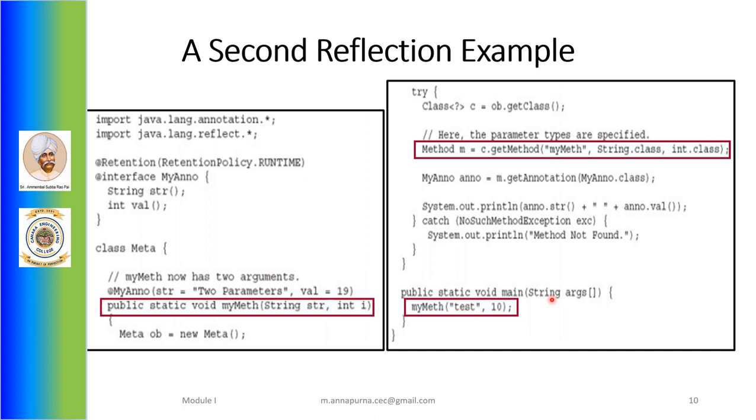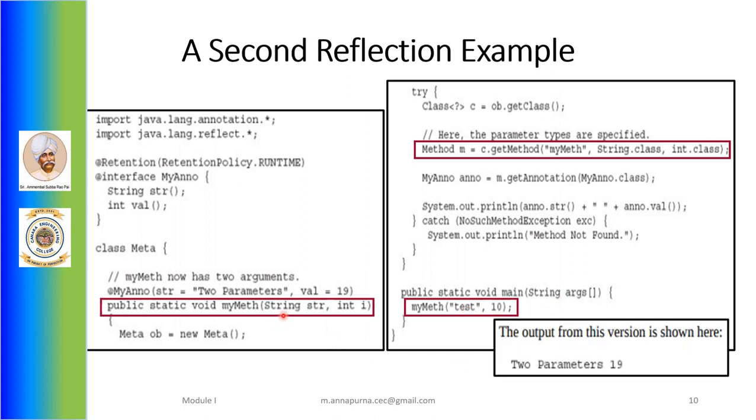In this particular version, we have seen that it takes two parameters. We can obtain the information about this method myMath by calling the get method as shown. Here I have invoked the get method and passed the parameters to it.